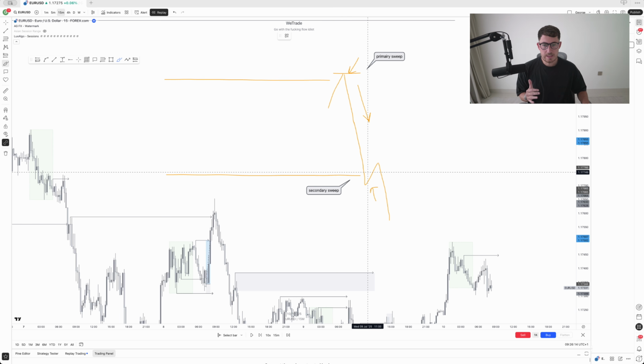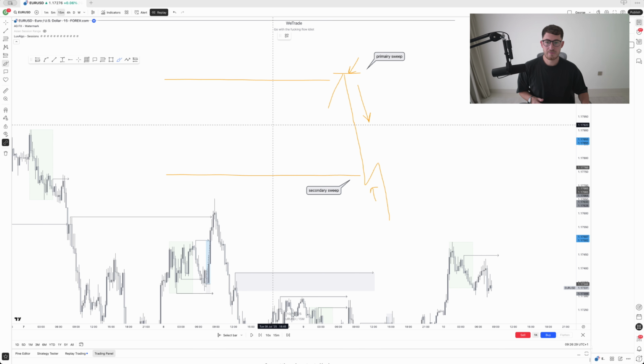So I see so many times that people are literally just looking for a sweep of liquidity, confirmation, taking a trade. But there's more to it, right? You can't just trade a concept and a concept alone. It has to be part of a bigger picture. It has to be part of a cycle.